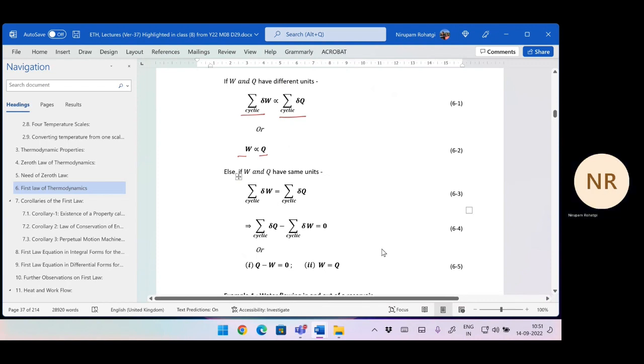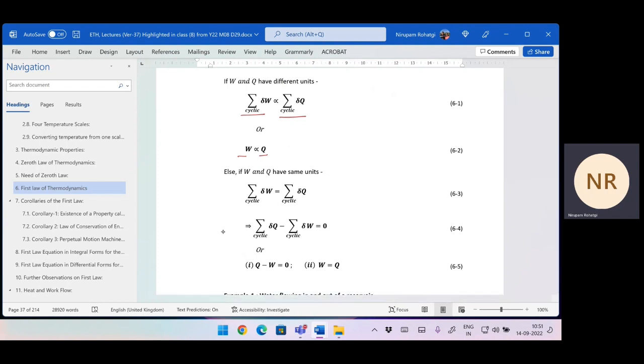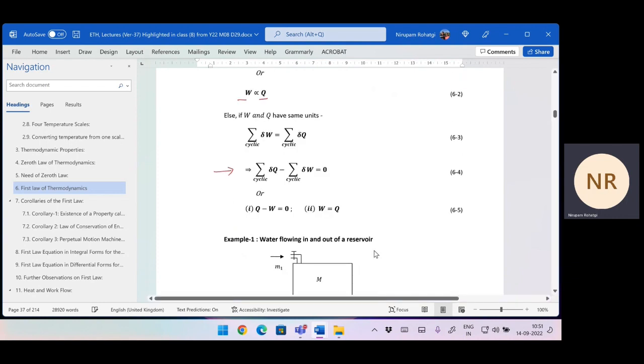Now you can just write it like this also. Okay. And you can write it like this also. Different ways of writing it. W is equal to Q, Q minus W equal to 0, or the summation of Q is equal to summation of W, or summation of Q minus summation of W equal to 0. One and the same thing. Okay.